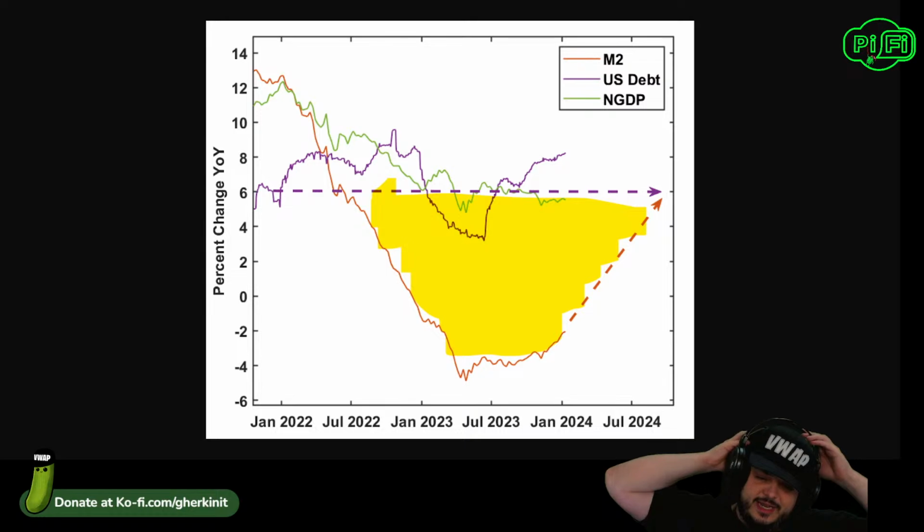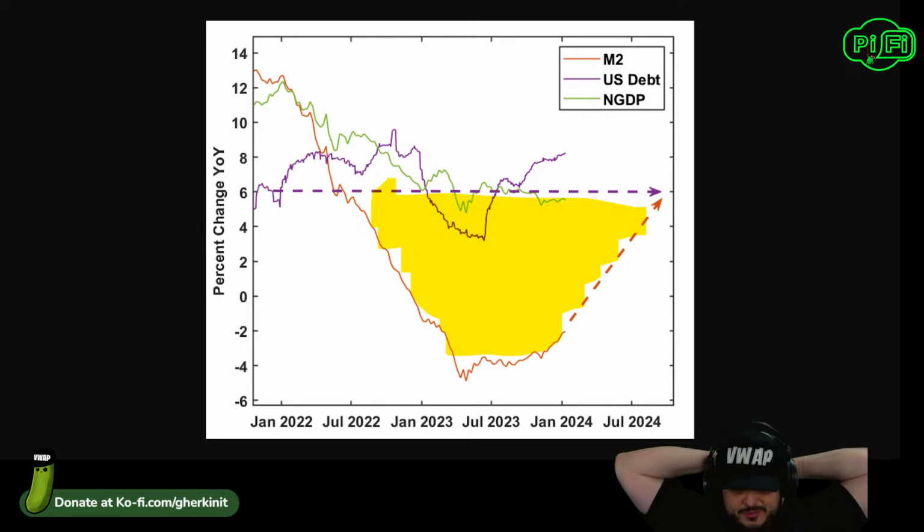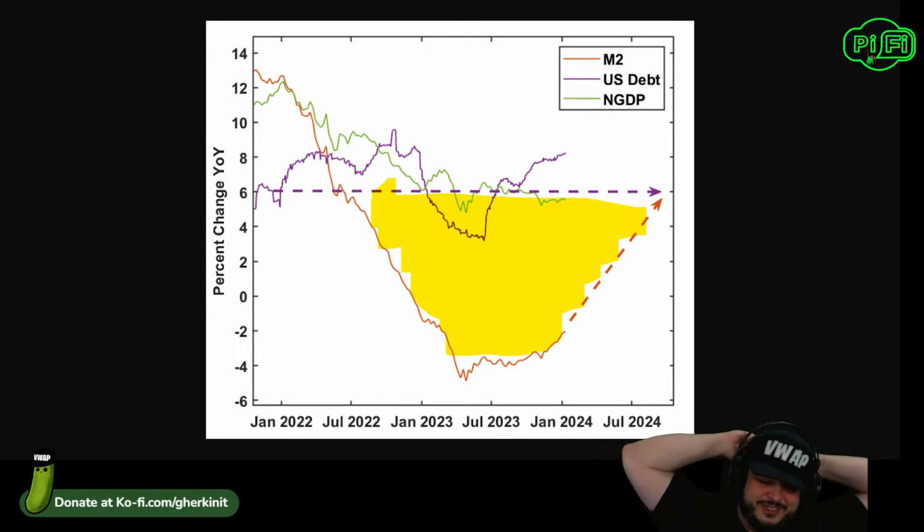And if we see NGDP rise, then we should see M2 fall and debt issuance fall. But as long as debt is solidly, what is that, almost 2.5% year over year above GDP.